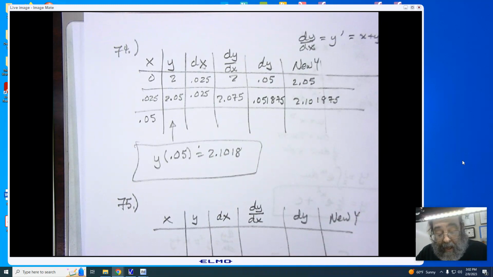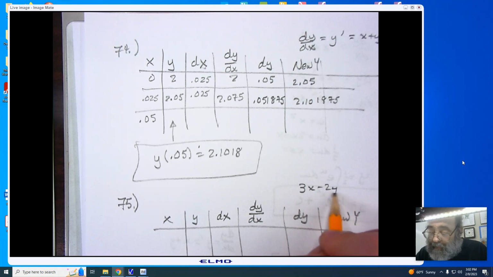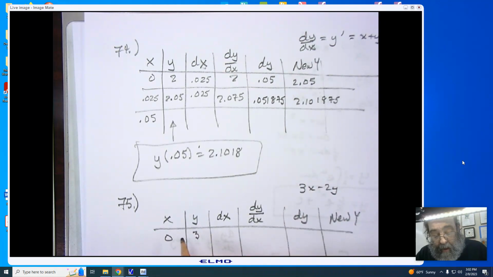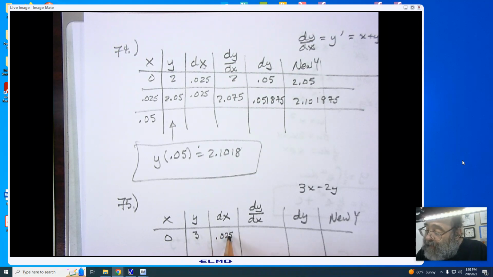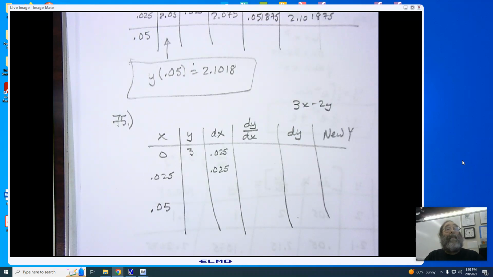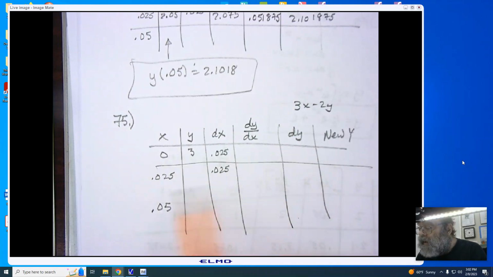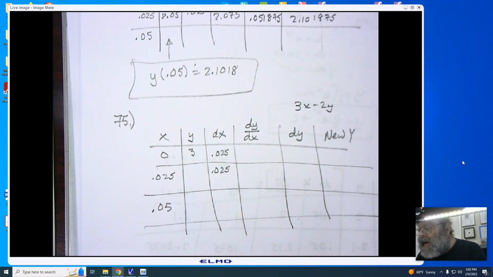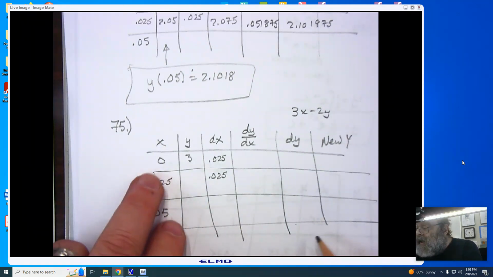Alrighty, so they're telling us to use our dy dx is 3x minus 2y. We're working with a 0, 3, and our distance that we're trying to go to is 0.05. So that means I am once again having 0.025 twice, 0.025, and you'll notice these should be evenly spaced as I put them into my chart. We're now ready to begin. Notice I always fill out the chart and then I start. I think you'll find that easier.